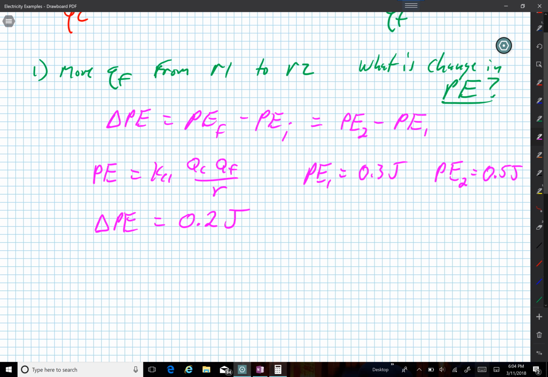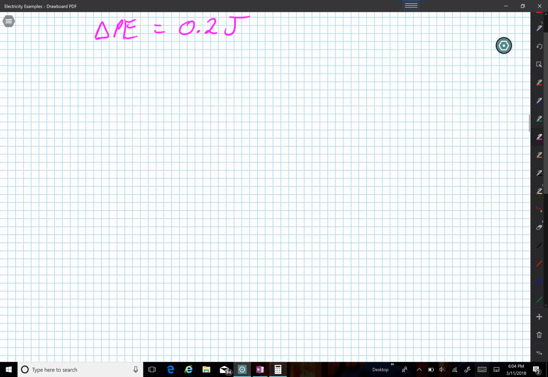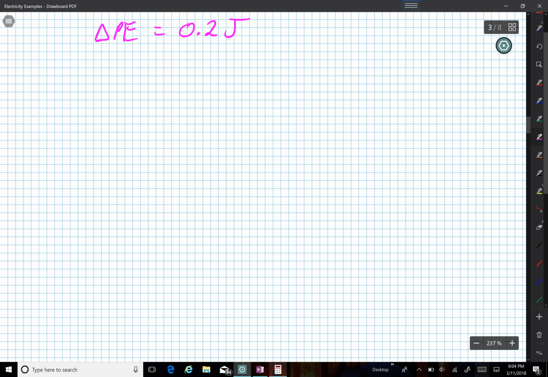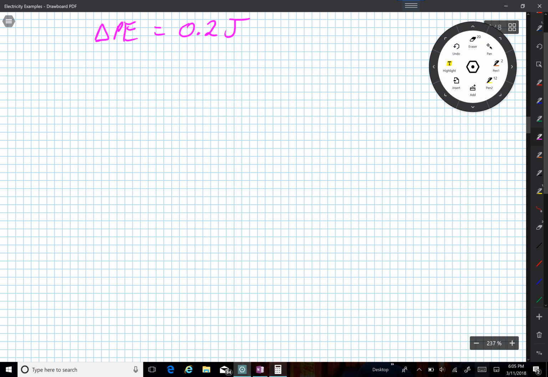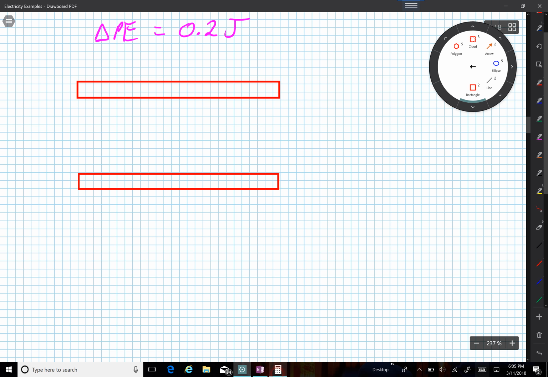Let's see. Let's do some capacitor problems. All right? Let's do a capacitor problem here. So let's do some capacitor plates. I want to insert a shape. Okay. So here we go. Here's a capacitor plate. Here's a capacitor plate.